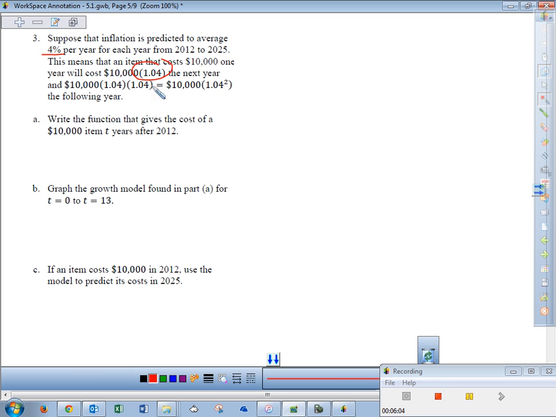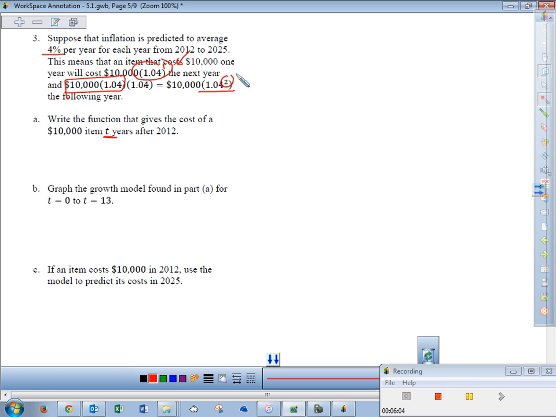Then if you did it a year after that, you take that result times another 1.04, which we usually call 1.04 squared. Isn't 1.04 times 1.04, 1.04 squared? If you did it a third year in a row, you take it times 1.04 again, so that would turn out to be 1.04 cubed. They're saying, please write a function that gives the cost of that $10,000 item t years after 2012. So again, this was 1 year after 2012. That was 1.04 to the first power. This was what it looked like 2 years after 2012, 1.04 to the second power. If it was 3 years after that, wouldn't that be 1.04 to the third power?